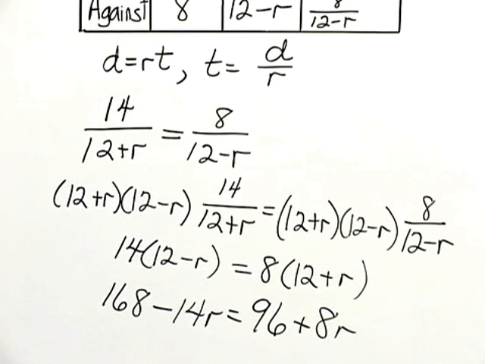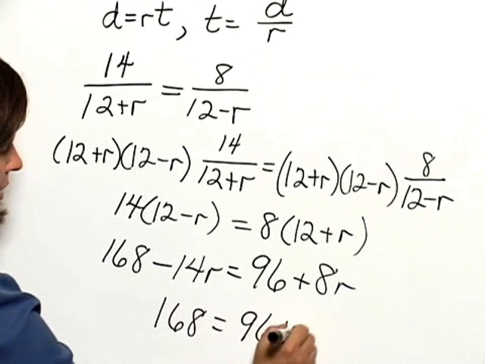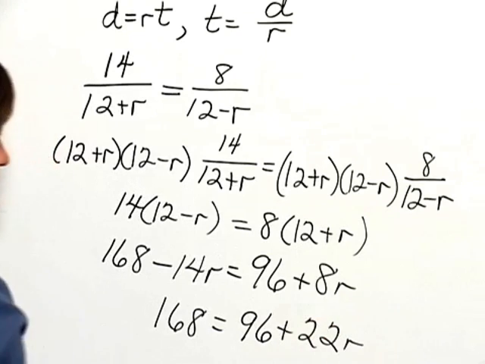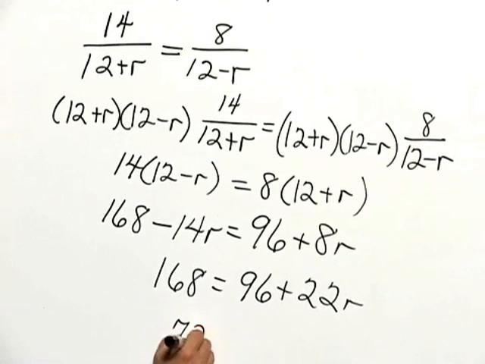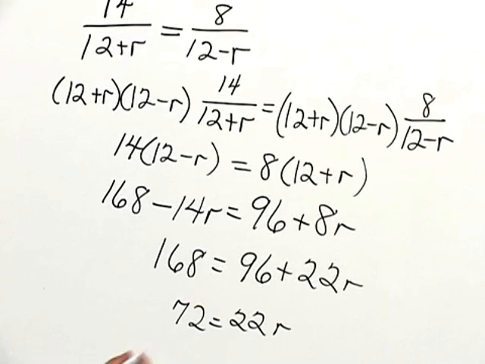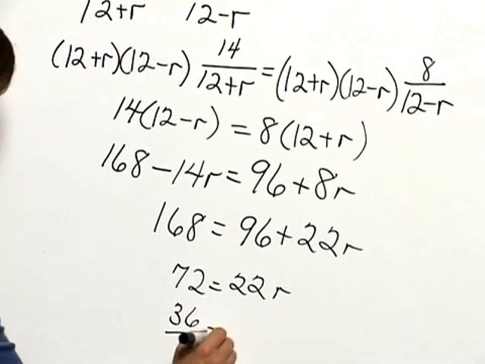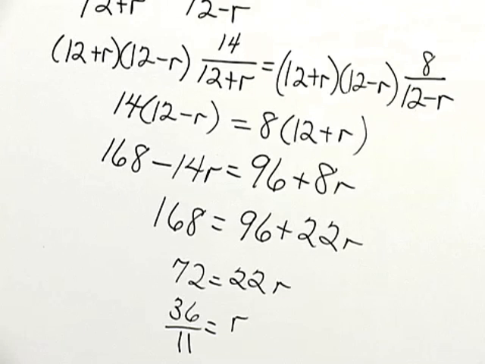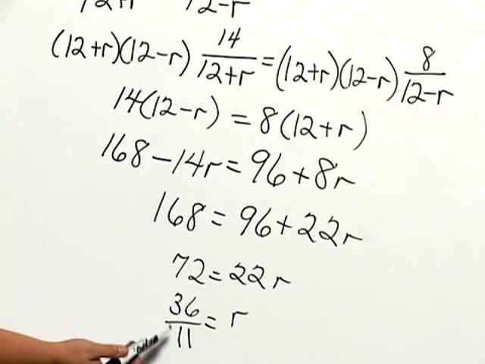If we add 14r to both sides, we get 168 equals 96 plus 22r. And if we subtract 96 from both sides, we get 72 equals 22r. Divide both sides by 22, we get 72 over 22, or 36 over 11 equals r. This would be, not the time, the rate. 36 over 11 miles per hour would be the possible rate that we have for the wind speed.